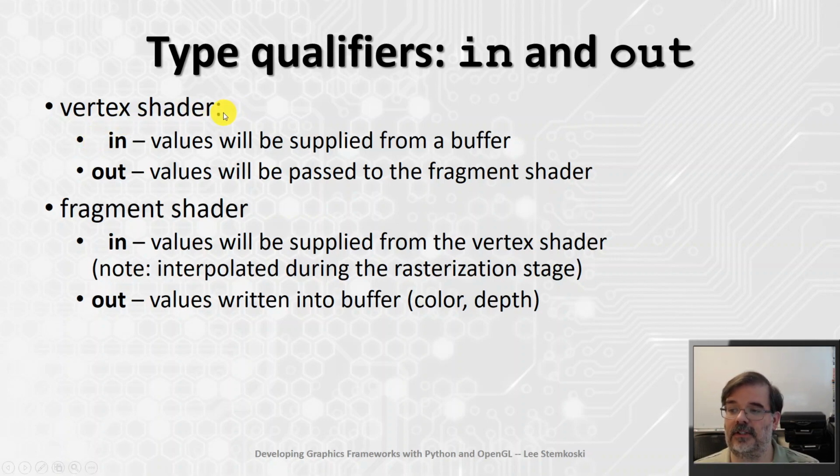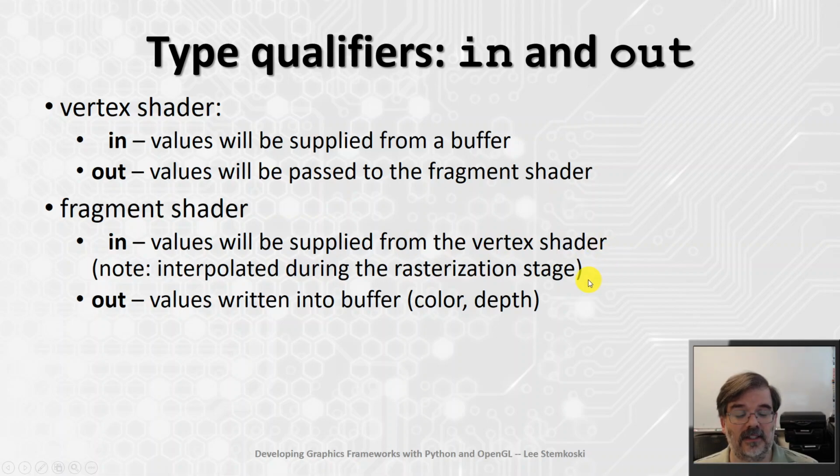And so for a vertex shader, an in variable gets data from a vertex buffer object. You can also create an out variable, and this indicates that values are going to be passed along to the fragment shader. It's actually not possible, and there's a good reason for this, to read data from a vertex buffer directly in the fragment shader. Fragment shader in data comes from the vertex shader. It's data which is passed along.